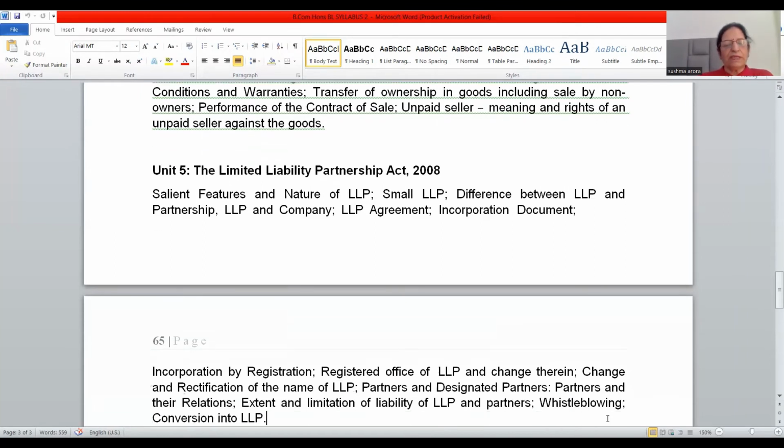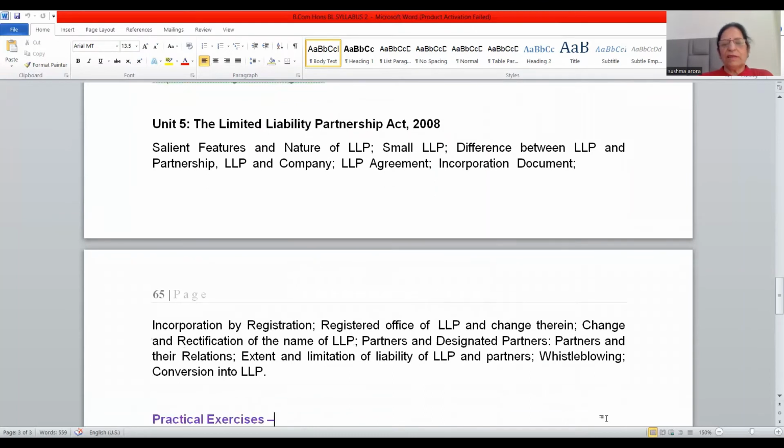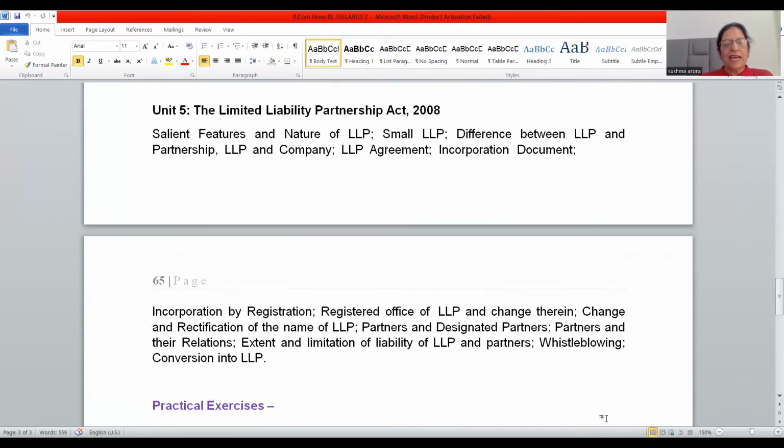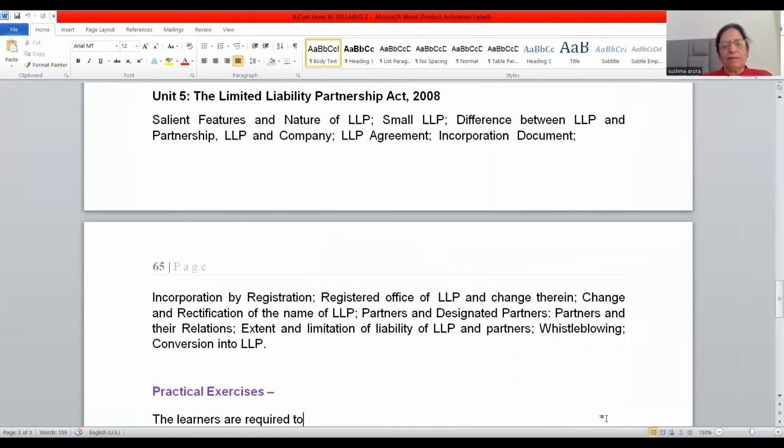And then incorporation by registration, registered office of LLP and change therein, change and rectification of name of LLP. So it is must on the part of LLP to have registered office. Registered office is the place where all documents are to be addressed. And change therein. If LLP has a registered office in Delhi but wants to change registered office from Delhi to some other state, then what is the procedure which has to be followed by the partners?